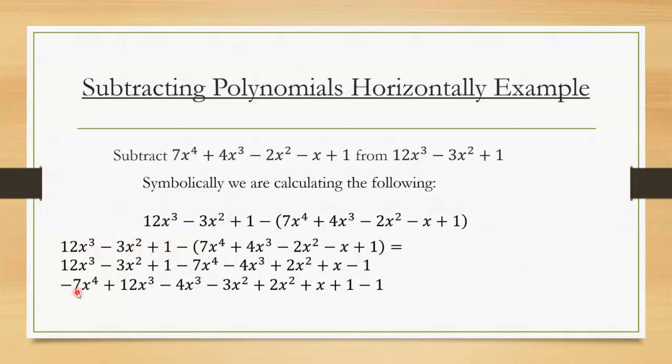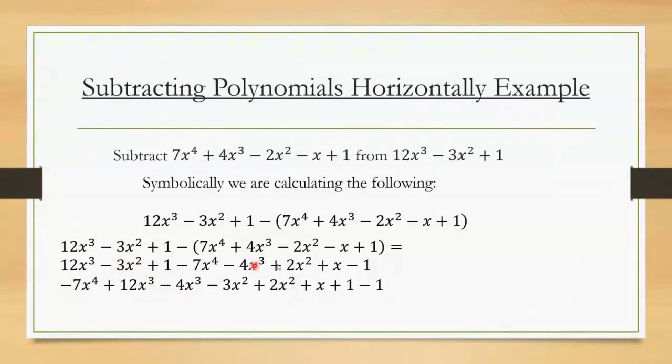We have 12x cubed. Excuse me, there's no x to the 4 term here, right? But we have one here, so that's going to go here. The 12x cubed, right? Are there any terms just like x cubed? Well, yeah, we have a minus 4x cubed. 12x cubed minus 4x cubed, that's 8x cubed. I put both of them here next to each other.